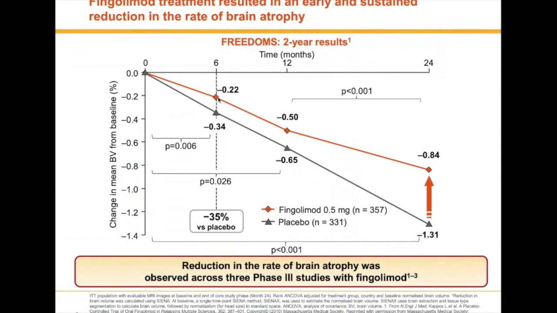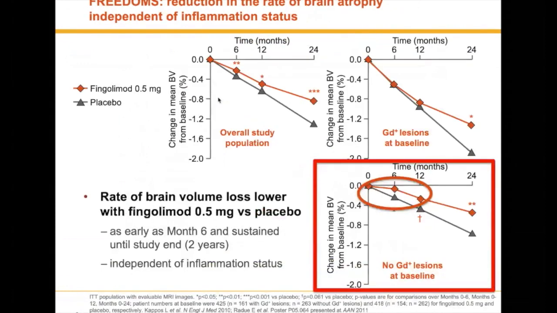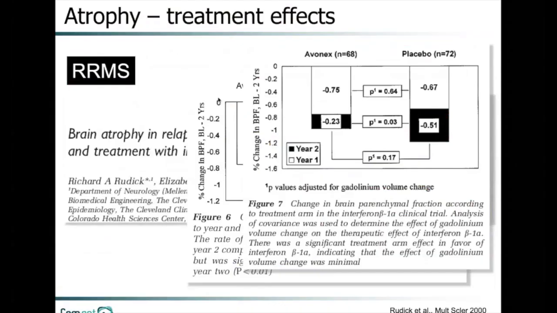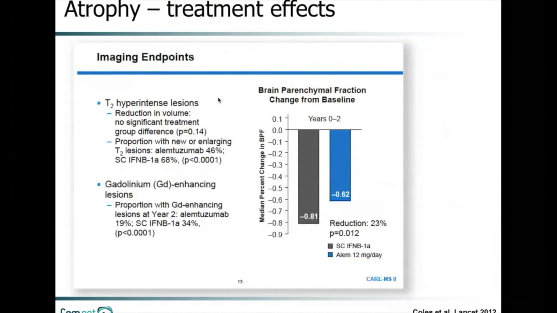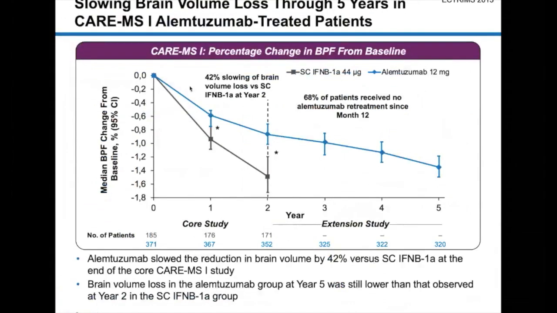This is data not only for fingolimod, but you can see this also for alemtuzumab. In spite of being more anti-inflammatory than Rebif, as you can see in this graph here, they still protect from development of atrophy.